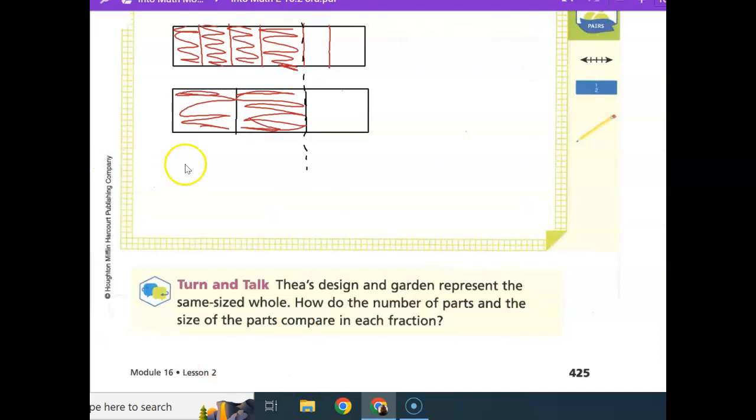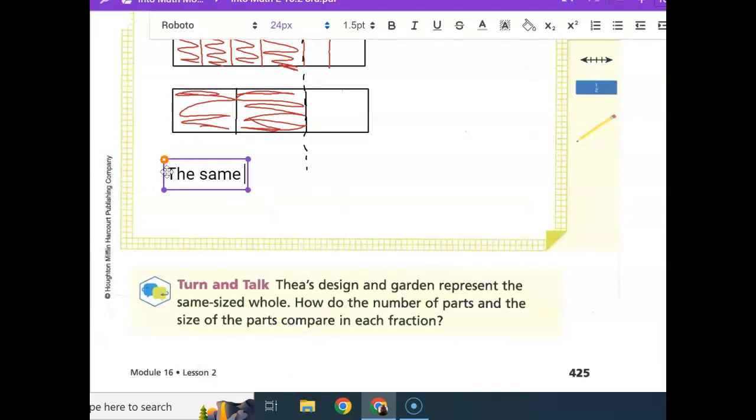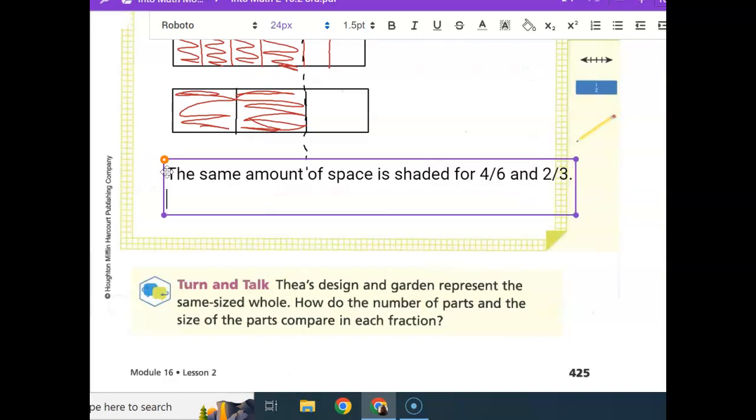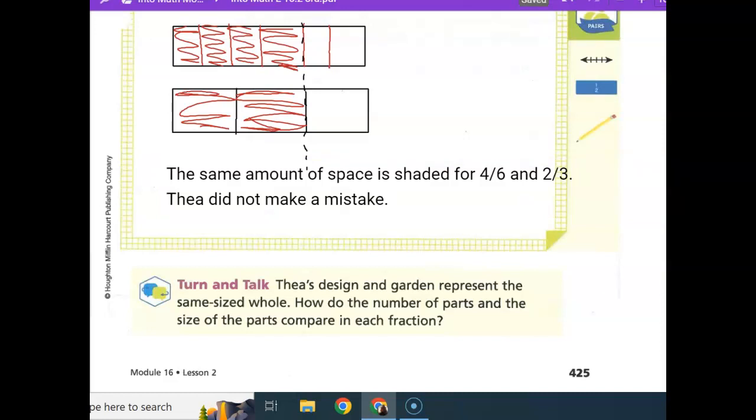So in your box, we're going to say the same amount of space is shaded for 4/6 and 2/3. So Thea did not make a mistake. Okay, you're at home, go ahead and stop your video and get that down.